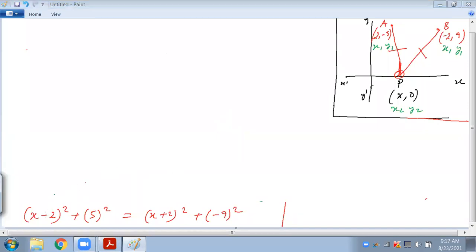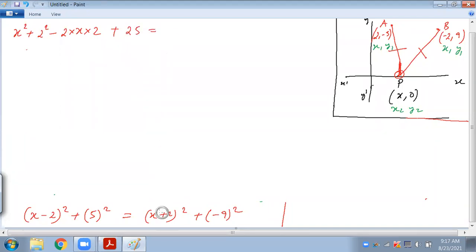Okay, now say this last step. Now we have x minus 2 whole square, so apply the formula. X minus 2 whole square is just like a minus b whole square, and a minus b whole square is a square plus b square minus 2ab. 2 into a is x into b is 2, plus again x square is 25.